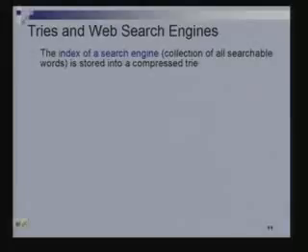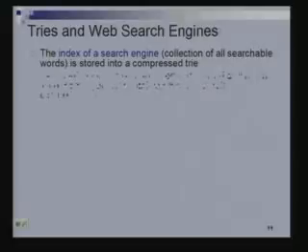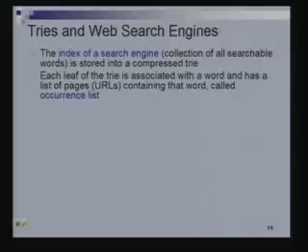Okay. Now tries are very useful. They are used in web search, because you can imagine why. You go into Google, you type a word, and it retrieves to you all the web pages that have that word. So the index, that part which helps you retrieve all of these, is called the index of the search engine. It is stored as a compressed trie typically. I'm not saying that Google does it this way, but this is what a generic search engine would do.